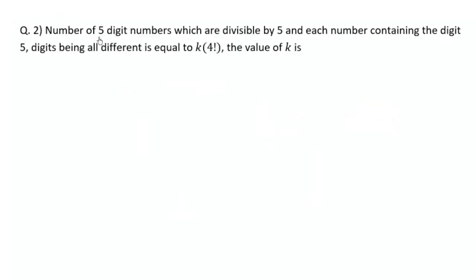Now here the question says that the number of 5-digit numbers which are divisible by 5, with each number containing the digit 5 and all the digits different, is in the form of k into 4 factorial. So we have to find the value of k. So let us find the total number of such numbers, and then we will tweak the answer to be represented in this format, and finally calculate the value of k. Now if the number has to be divisible by 5, clearly, this being a 5-digit number, the last digit has to be 5, or it has to be 0.